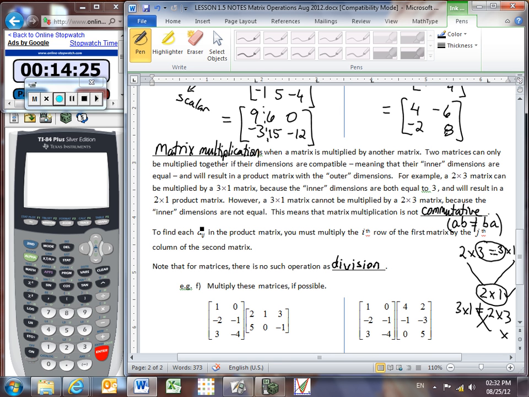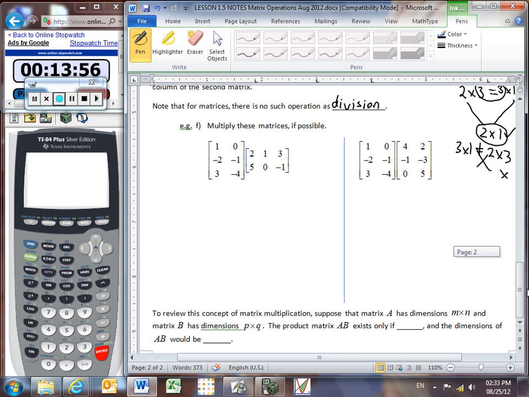Okay, suppose we wanted to multiply two matrices. In order to find any particular entry, A sub ij, that is to say an entry that is in the ith row and the jth column, we must multiply the ith row of the first matrix by the jth column of the second matrix. Now this sounds confusing until you actually see it done, and then I think you'll catch on. So we'll just do a couple of examples.